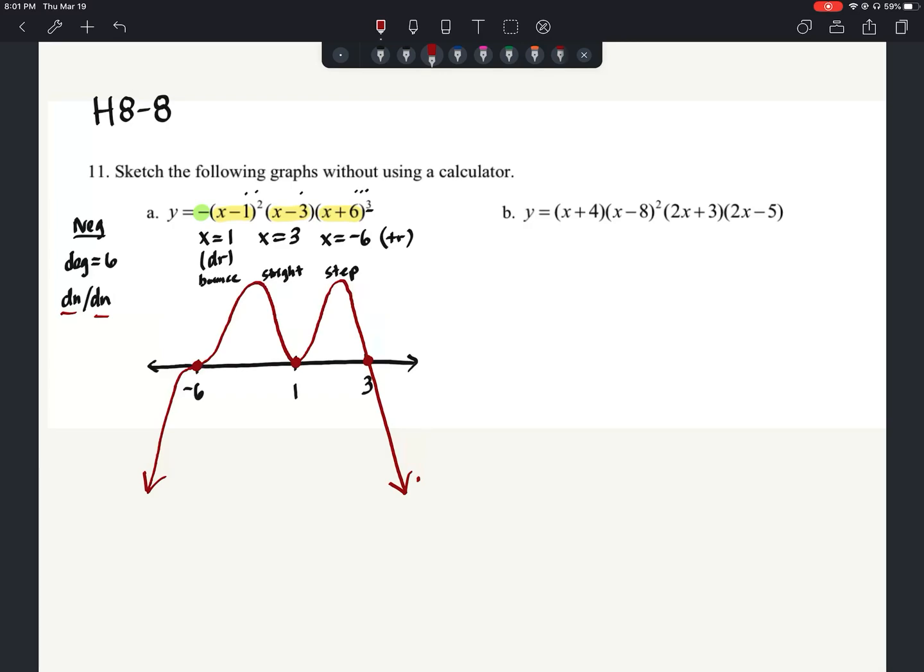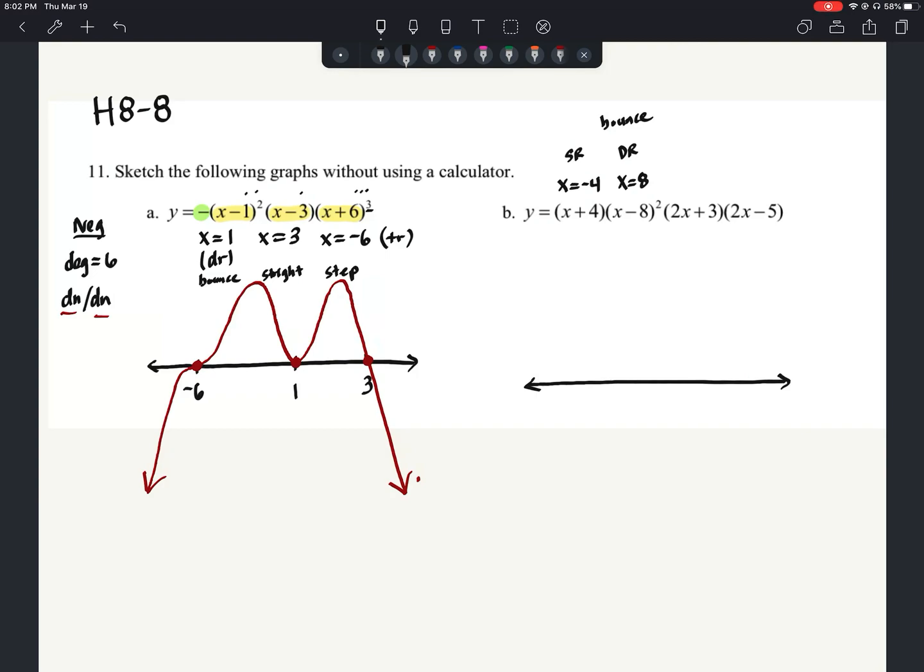So that is what our graph should look like for letter A. Now let's look at letter B. Again, I'm going to draw in my x-axis here, and let's look at the things that we know. So x plus 4 is going to give us a root at x equals negative 4, and that's just a single root. At x minus 8, the root is going to be a positive 8, and this one's a double root, so we know we're going to bounce on that one.